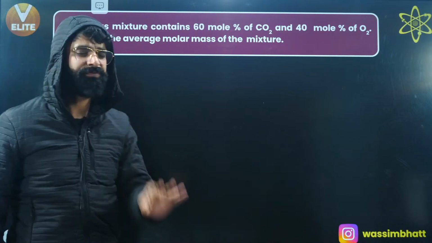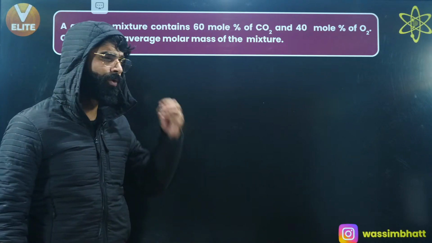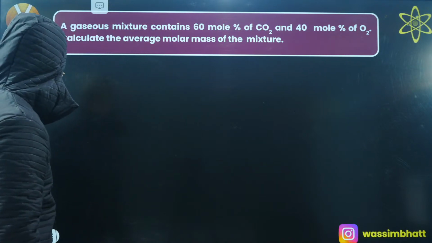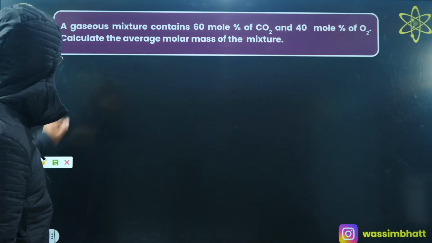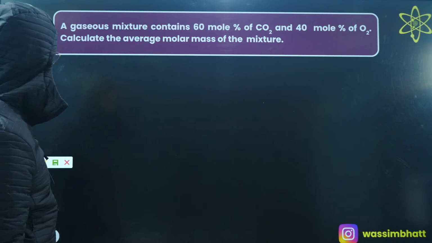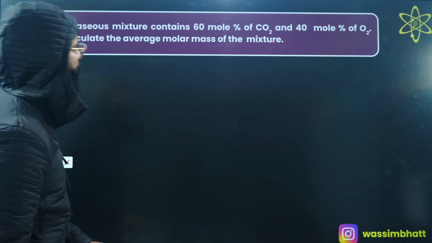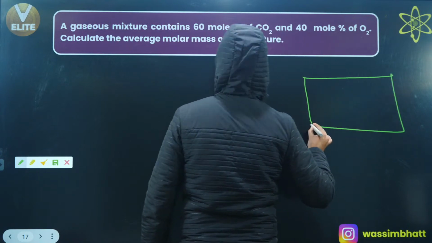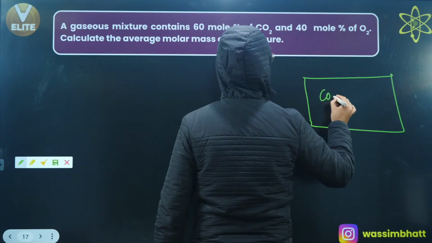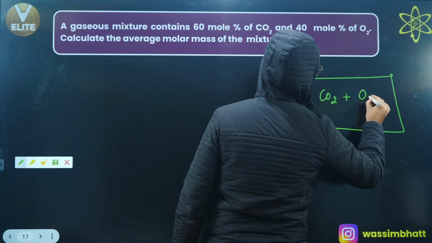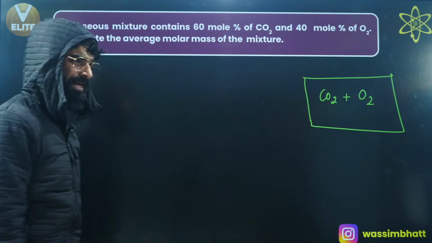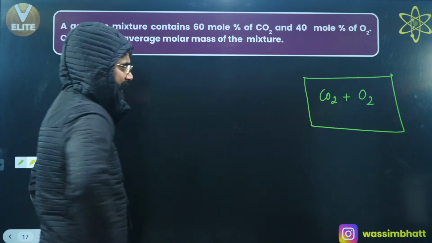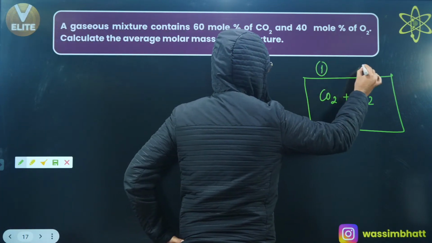If you just remember the formula, you can kill this one now. No need to use your brains or something. It's a very simple and basic one, if you remember the formula, which I gave you a few minutes back. A gaseous mixture contains 60 mole % of carbon dioxide and 40 mole % of oxygen. So basically, this container contains two gases, carbon dioxide and oxygen. Let me call carbon dioxide as gas 1, and oxygen as gas 2.